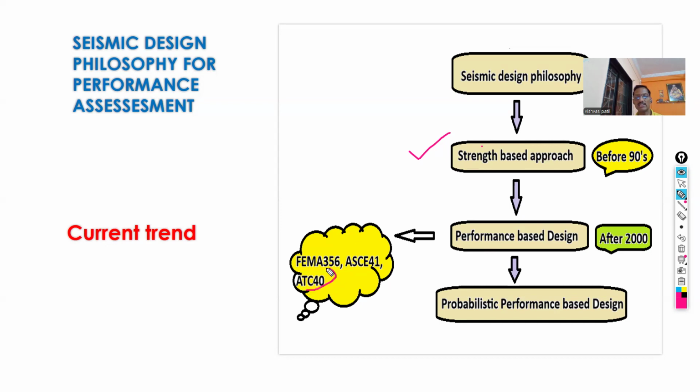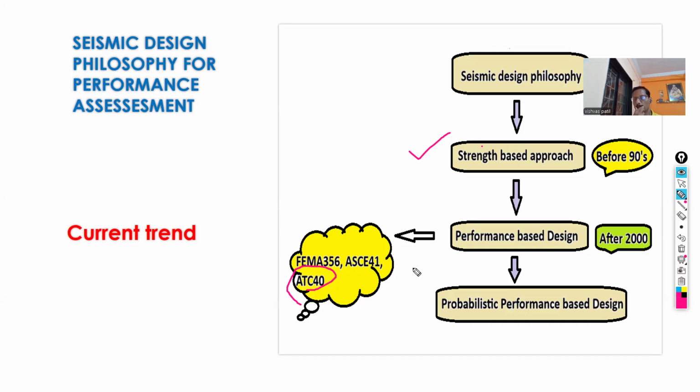So these are the seismic codes: ATC 40, FEMA 356 (Federal Emergency Management Agency), ASCE 41. These are American codes in which performance-based design was included, and practicing engineers started to use this method. But again, it was observed that this method still needed to be improved and modified, because by means of performance-based design we can observe the failure pattern and the performance of the structure for that particular earthquake.